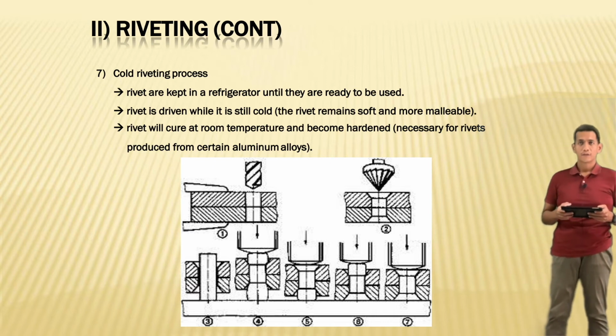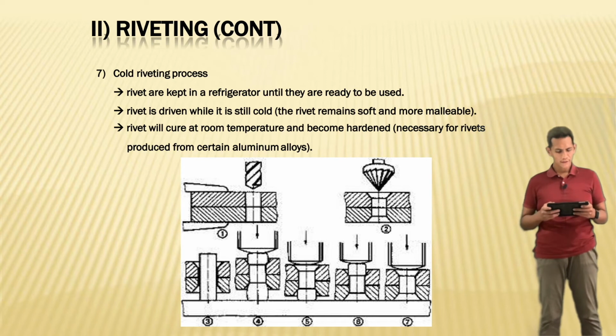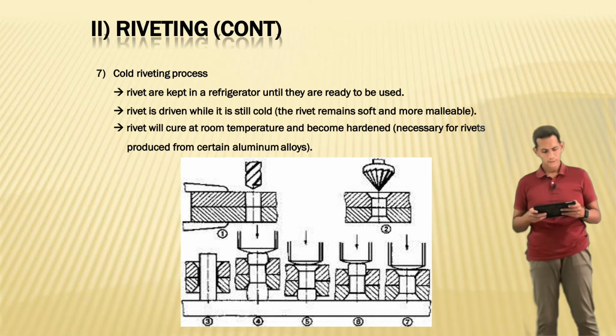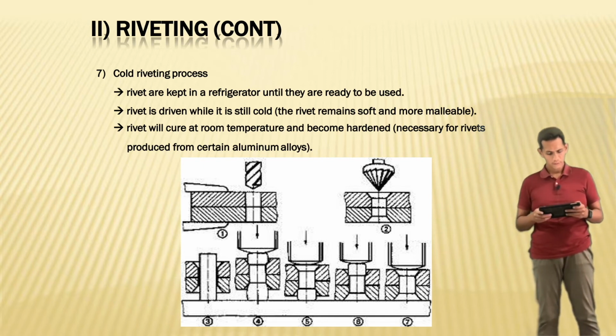Cold riveting process. Rivets are kept in a refrigerator until they are ready to be used. The rivet is driven while it is still cold. The rivet remains soft and more malleable. The rivet will cure at room temperature and become hardened, which is necessary for rivets produced from certain aluminum alloys. So this is how the rivet is being driven into steel material.